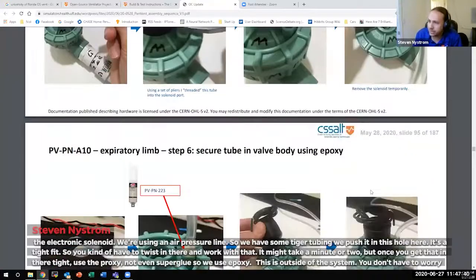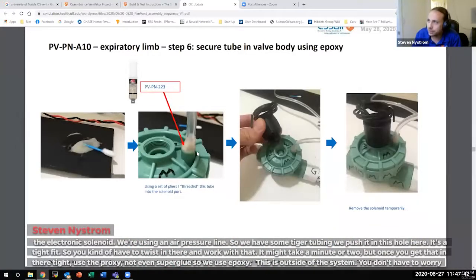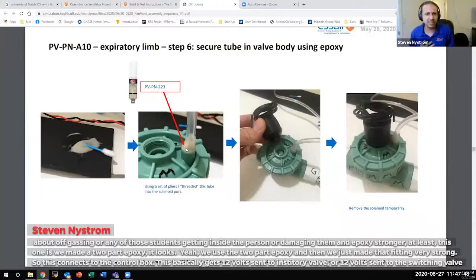But once you get that in there tight, we used epoxy, not even super glue. This is outside of the system, so you don't have to worry about off-gassing or any of those fumes getting inside the person or damaging them. And epoxy is stronger, at least this one is. So we used a 2-part epoxy, and then we just made that fitting very strong.